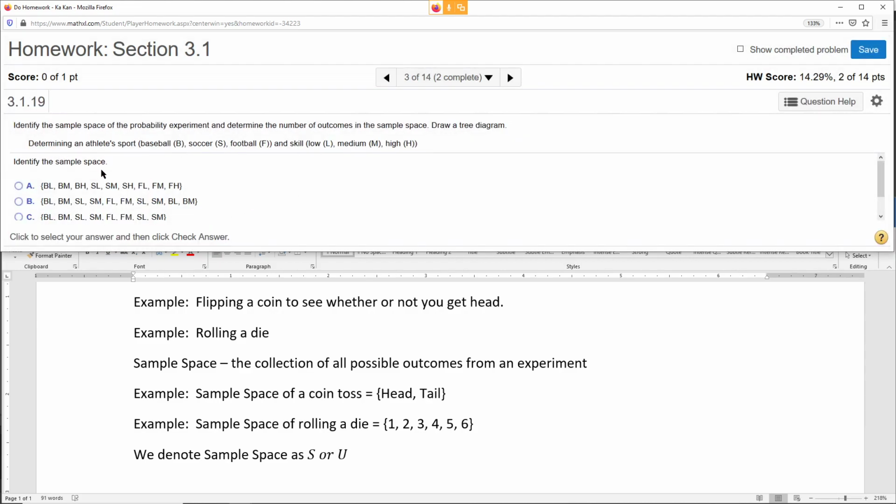So let's do one more. Let's say determine the athlete sport. Let's look at this. Determine the number of outcomes in the sample space.